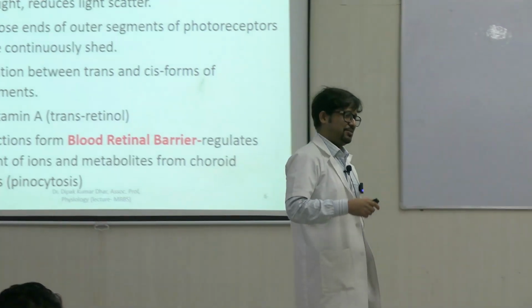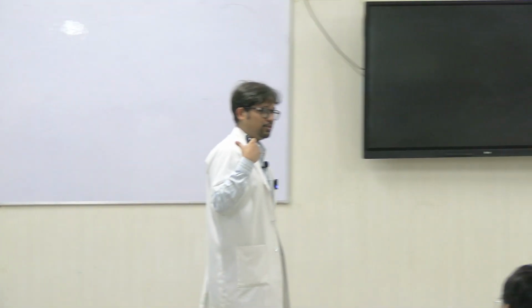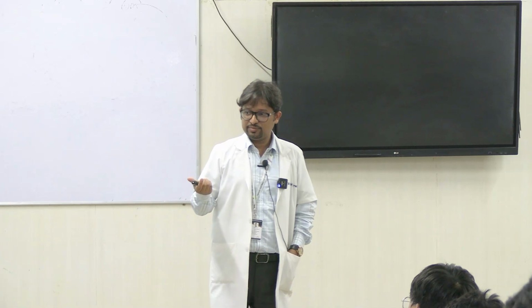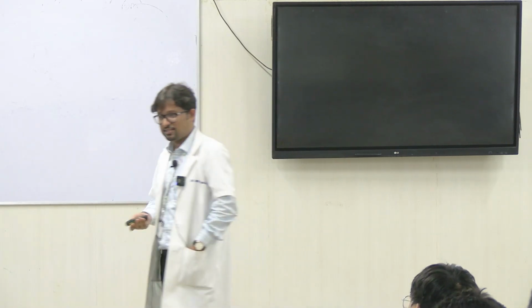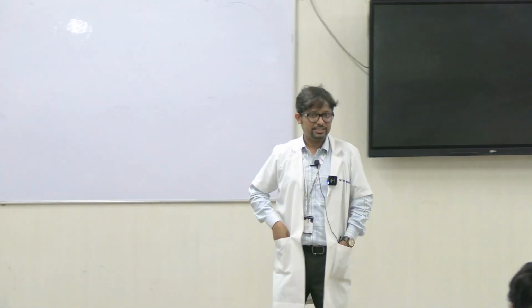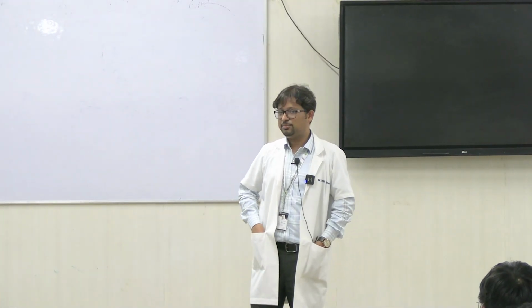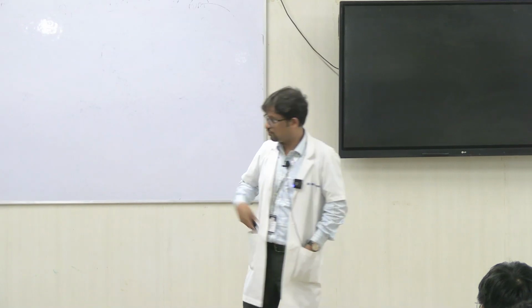Everyone remembers this, but you are never able to give examples of pinocytosis. So this is one example of pinocytosis. One more example of pinocytosis is in the thyroid follicles. The colloid matter of the thyroid follicles is taken up by the epithelial cells of the thyroid by a process of pinocytosis.